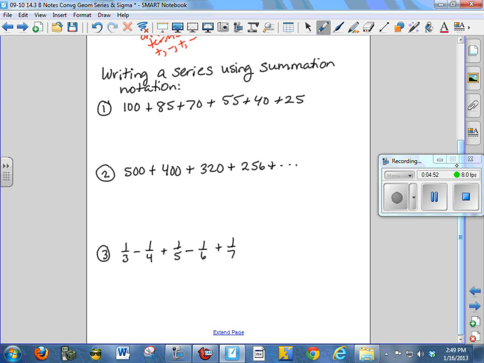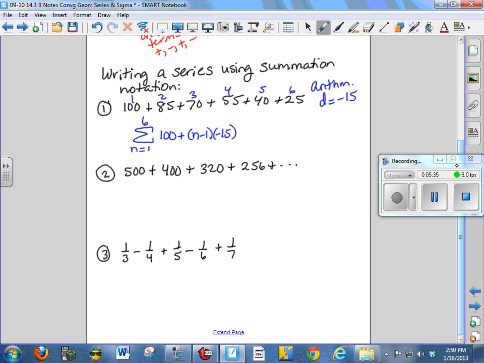So the first one, we have 100 plus 85 plus 70 plus 55 plus 40 plus 25. This is an arithmetic series, and it has a value of negative 15 for d because we're going down 15 each time. So the way we would write it is make our summation notation. We start out with n equals 1, and let's number the terms 1, 2, 3, 4, 5, 6. So n equals 1 through 6. And then how do I find a term? I take the first term, 100, plus n minus 1 times negative 15.